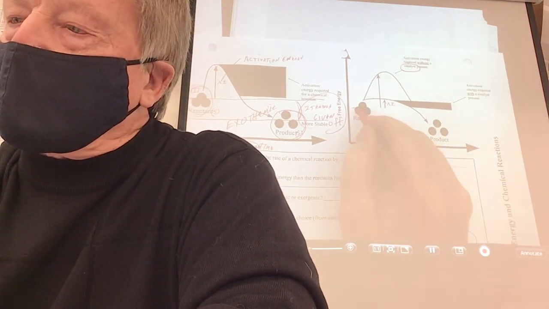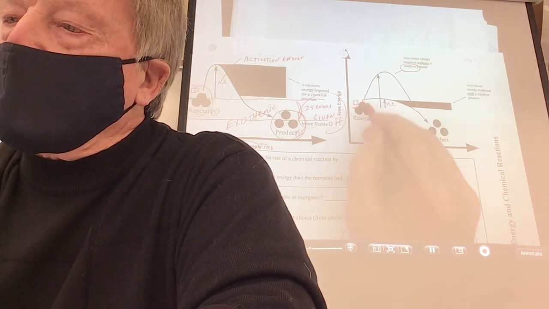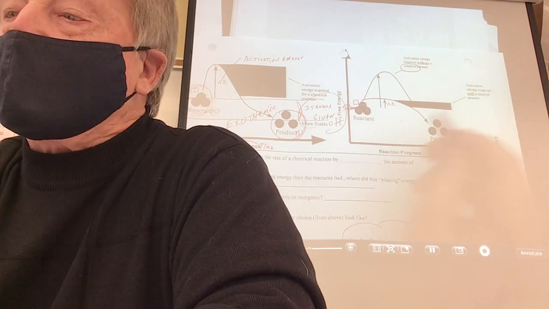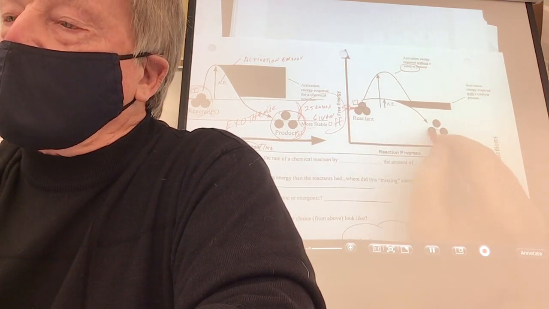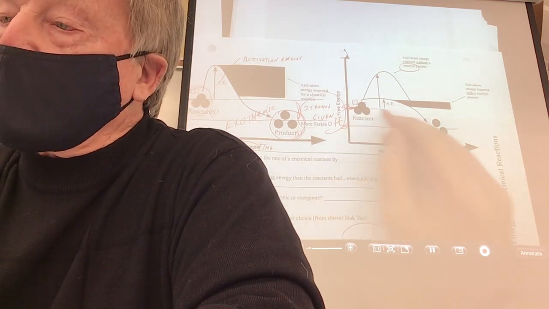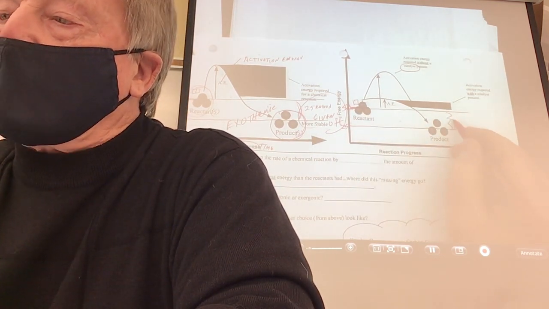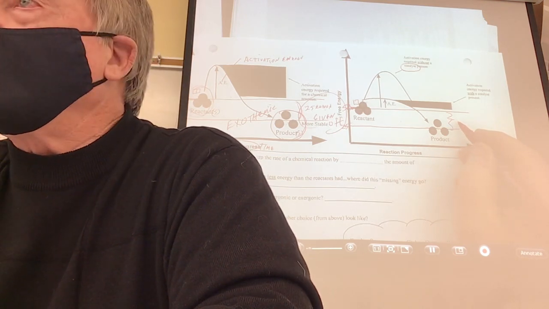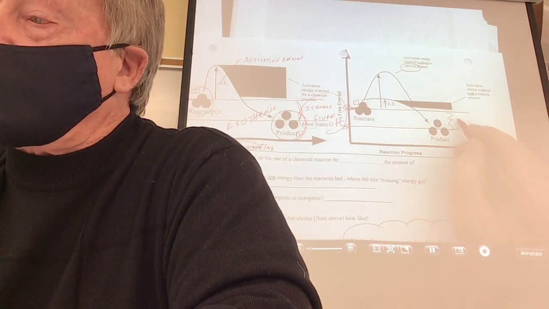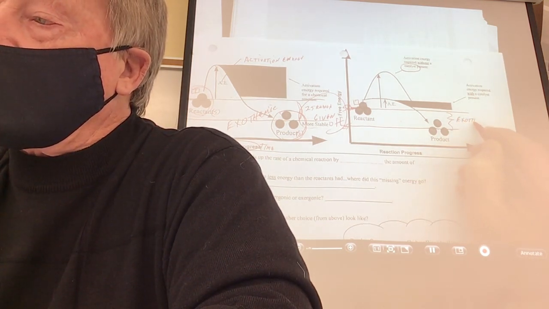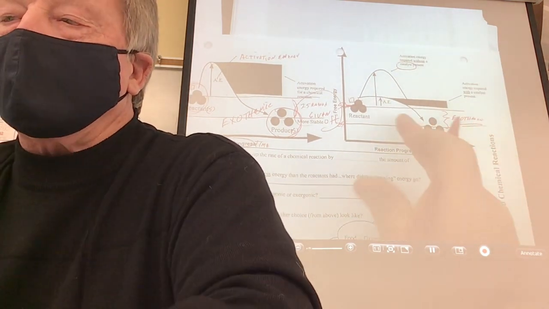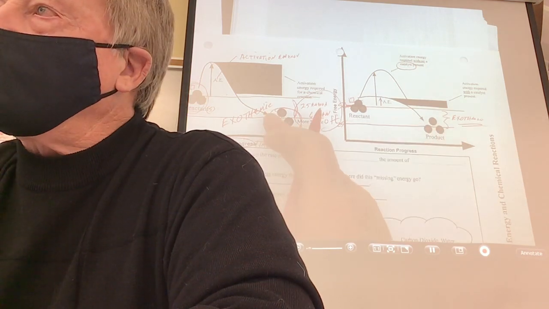Ready? How much energy did the reactant start with again? We're just making that number up. How much did it start with? 50. I made it up. And how much did it end up with? 25. I made that number up. Is this still going to be an exothermic reaction? If you start at 50 and you end up at 25, you're still going to give off energy, it's still going to be exothermic, isn't it? Okay, we got that.